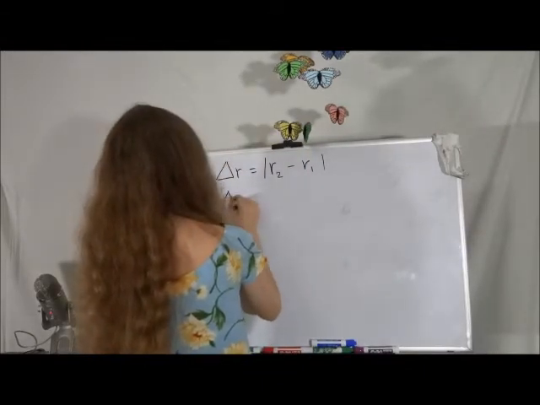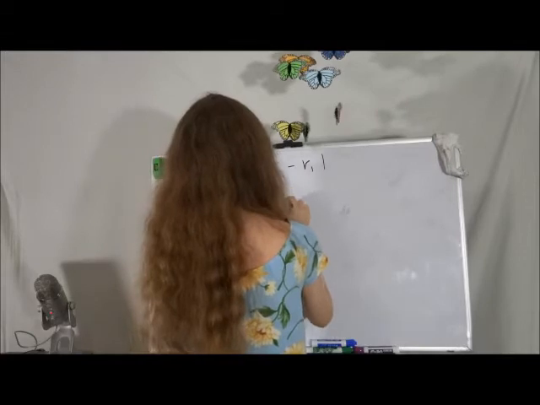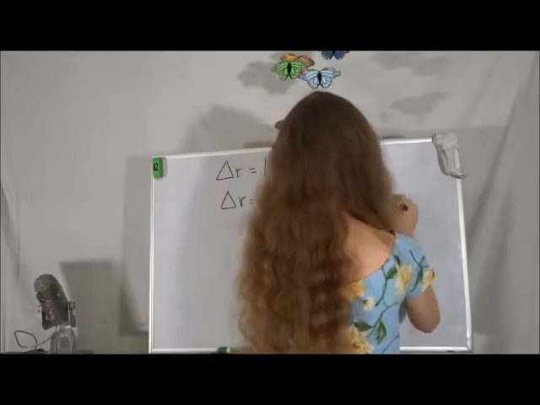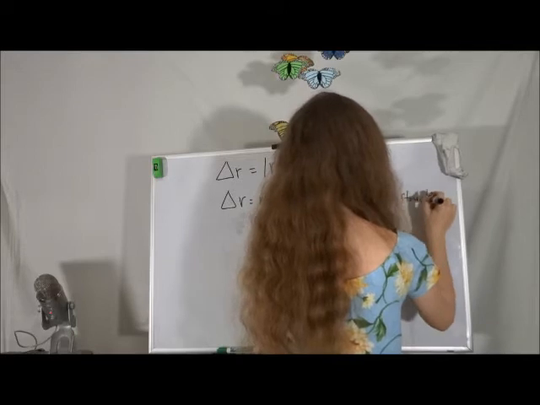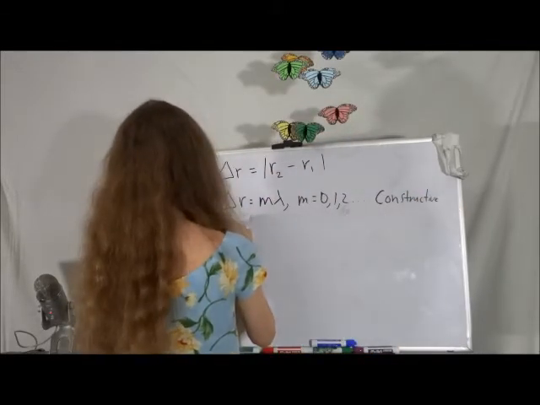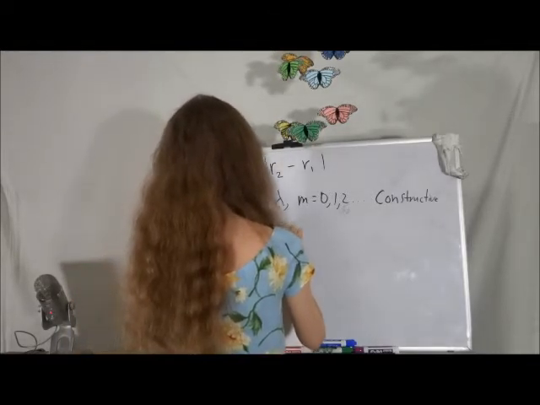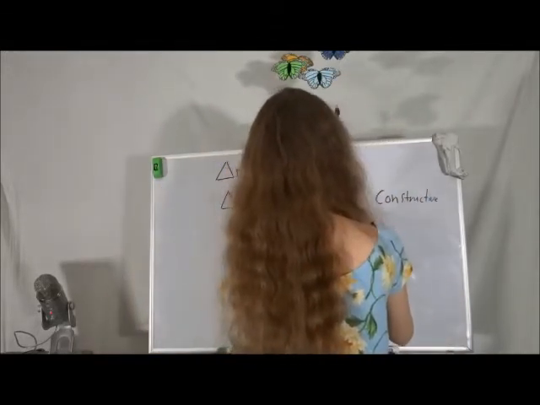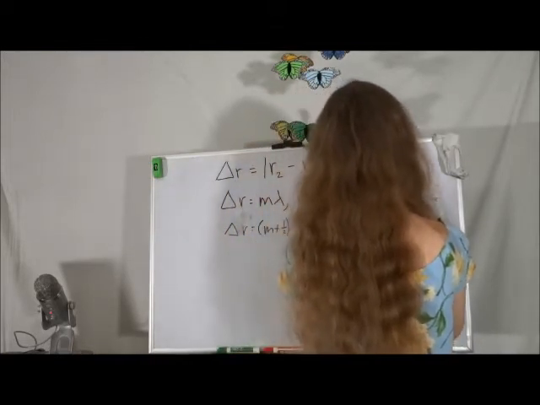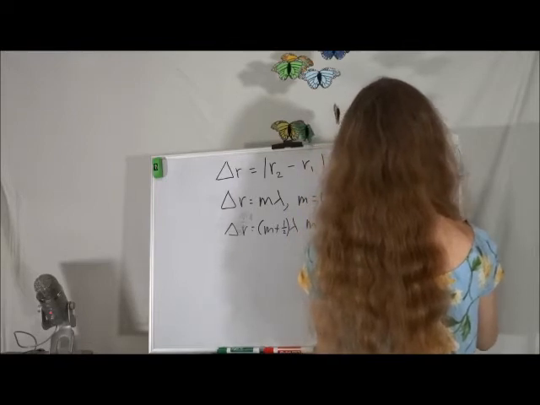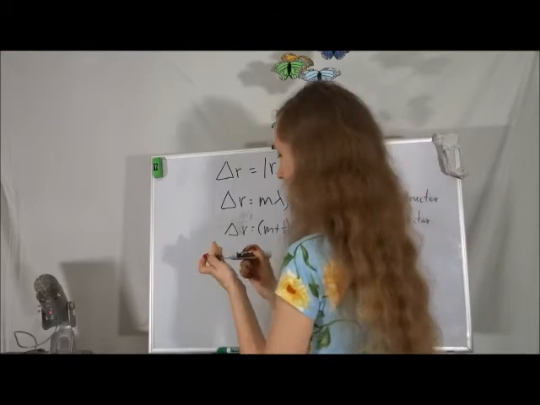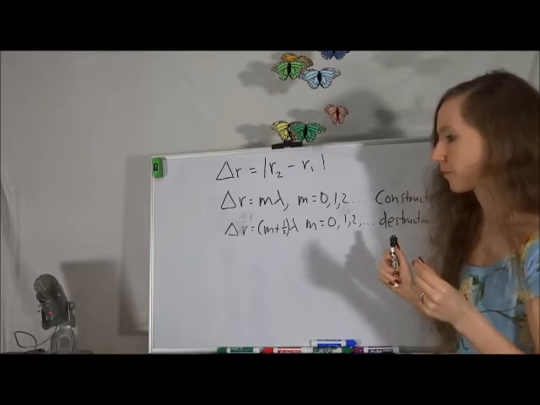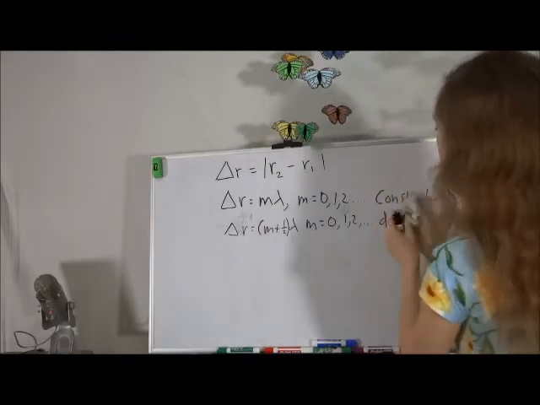And to get constructive interference, we're going to have delta R equal to m lambda, where m equals 0, 1, 2, and so on and so forth. This is constructive. And then for destructive, delta R is going to be equal to (m plus 1/2) lambda, where m equals 0, 1, 2, and so on and so forth. And that's destructive. So are there any questions on this so far? All right, if there are no questions, let's move into an example.